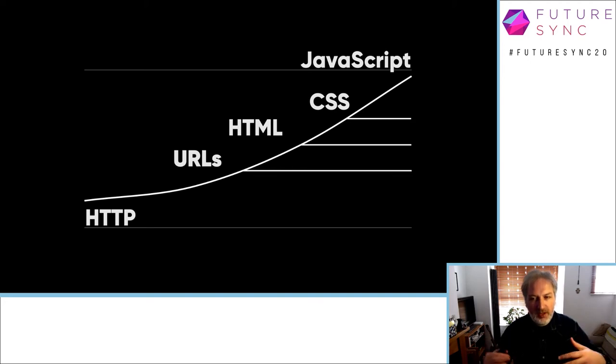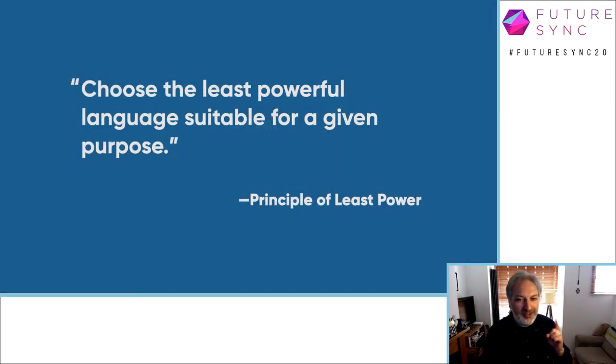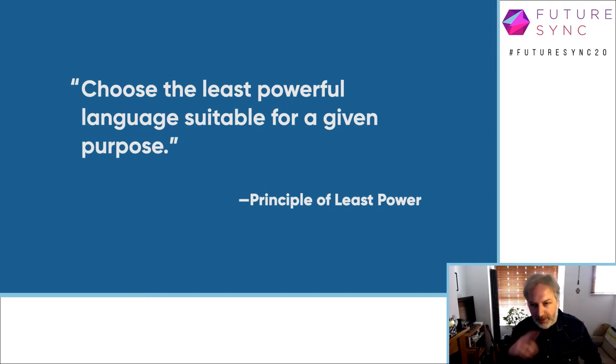And this idea of building in layers and choosing the least powerful ones to begin with and only adding on more power as you go, that was something that definitely influenced Tim Berners-Lee, because it's a design principle that he has talked about influencing the creation of the World Wide Web. It's a design principle called the principle of least power. It's a bit counterintuitive, and it states, choose the least powerful language suitable for a given purpose. The least powerful language, right? On the face of it, that doesn't seem to make sense. But the idea here is that the least powerful, the boring technology, will tend to be more ubiquitous, more universal, and less fragile.